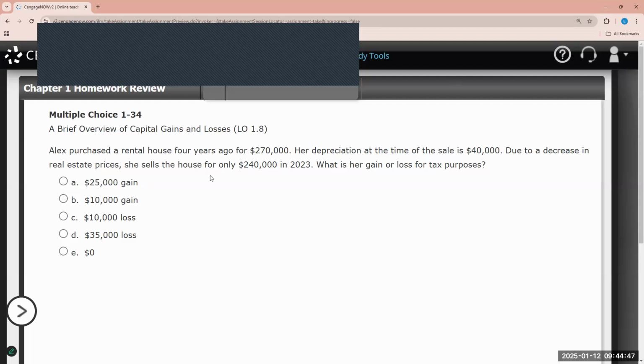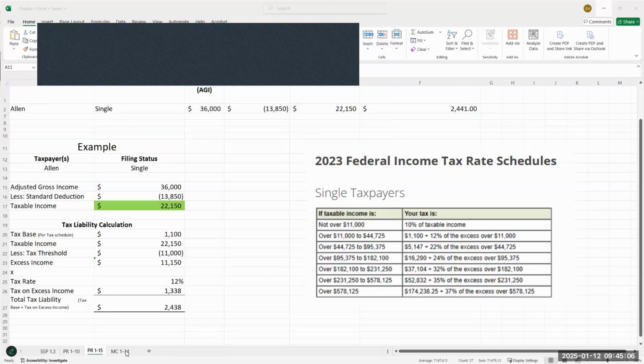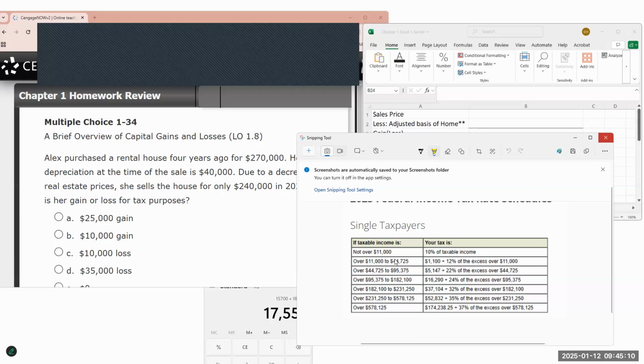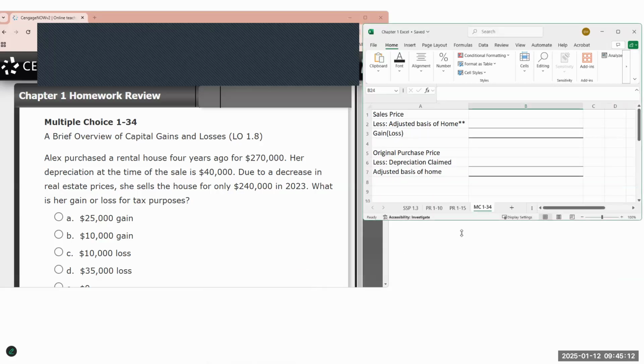Here it says, what is her gain or loss for tax purposes? Alex purchased a rental house 4 years ago for $270,000. Her depreciation at the time of sale is $40,000. Due to a decrease in real estate prices, she sells the house for only $240,000 in 2023. So, with this problem, simple math.